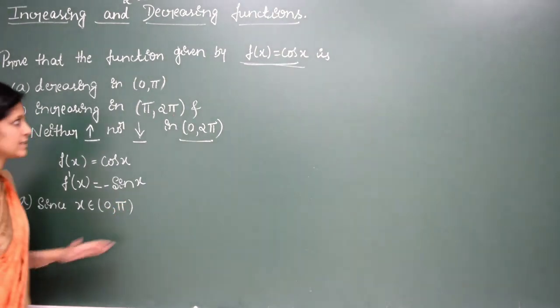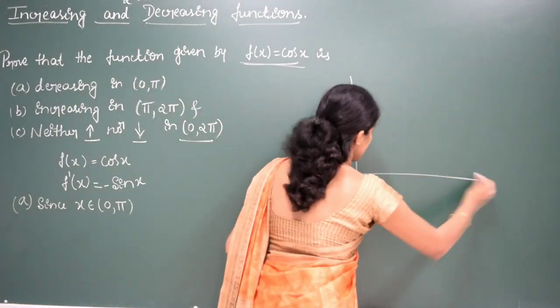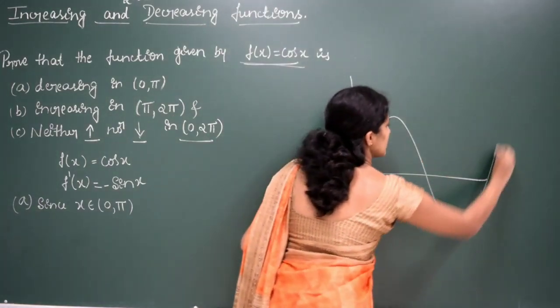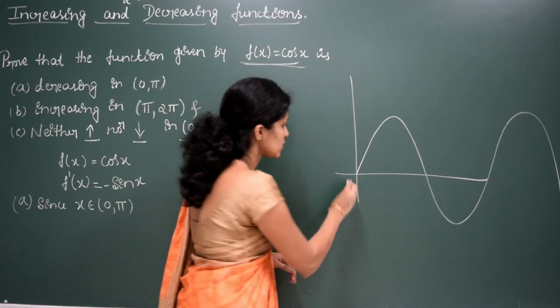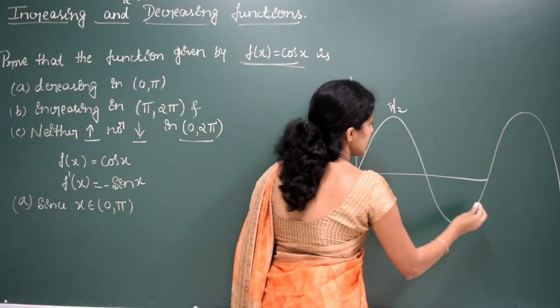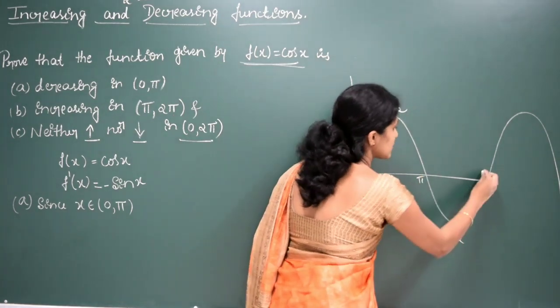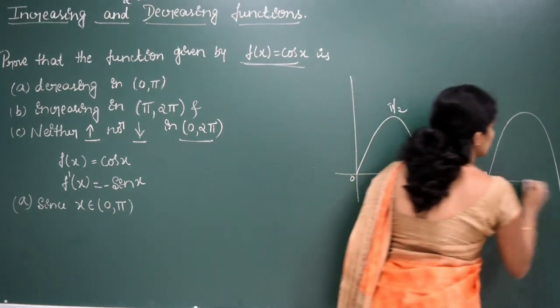We'll consider the first interval, the value of x belongs to [0, pi]. You know the graph of the sine function. So this will be like this, right? So this is 0 and this will be pi by 2 and this is pi, and this is 3 pi by 2 and this will be 2 pi and so on, right?